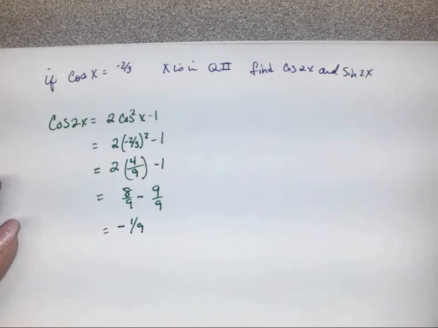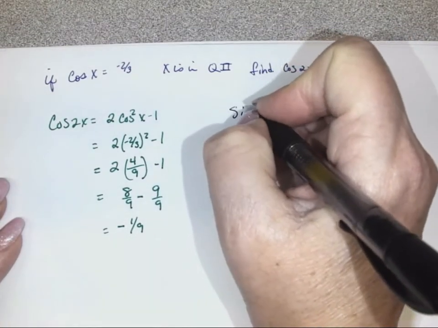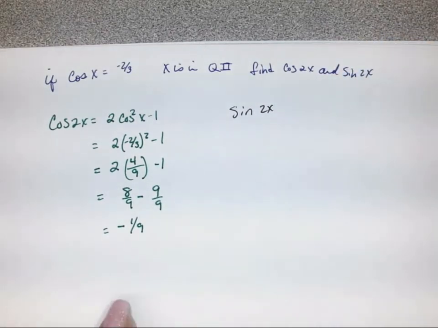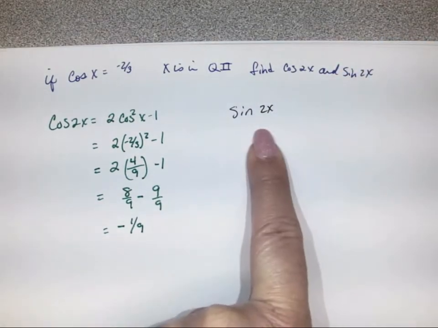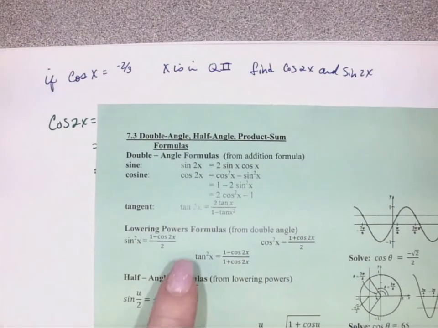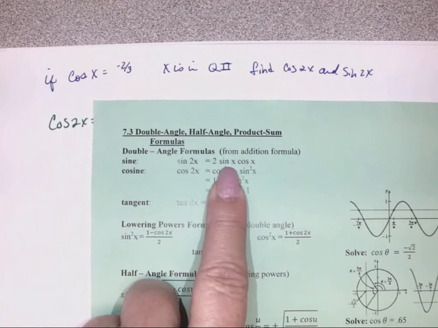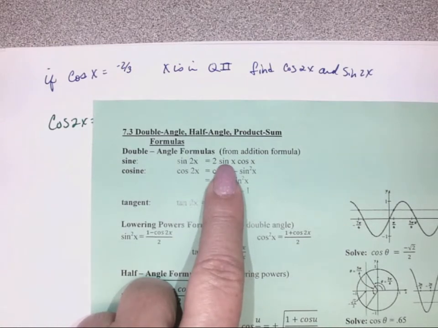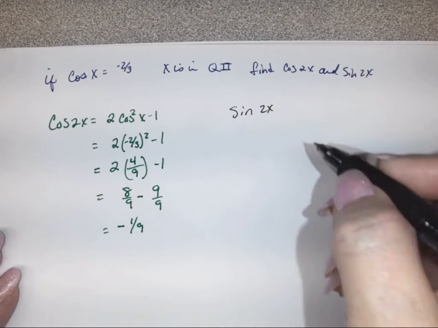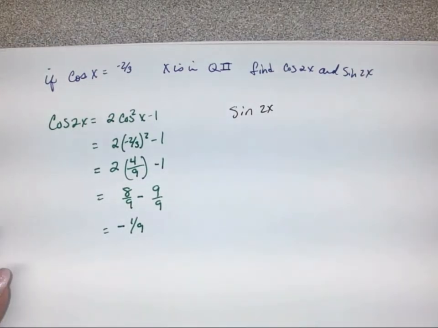So we can look at finding the sine of 2x. Now, in order to find the sine of 2x, when I look at my formula, I have to know the value of sine. I need the value of sine. I can't find the sine of 2x until I have that value. So how do we find the value of sine? Well, first of all, we're going to have to use our Pythagorean identity.